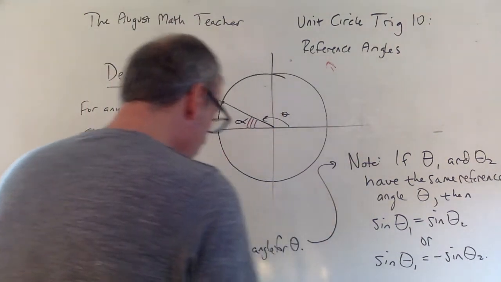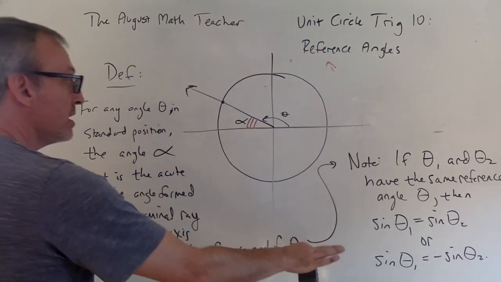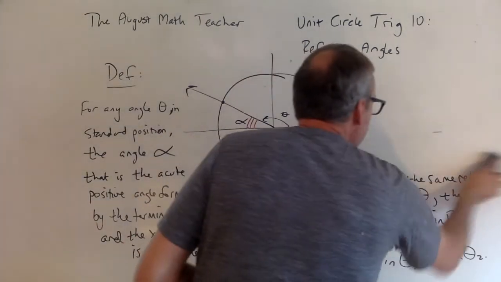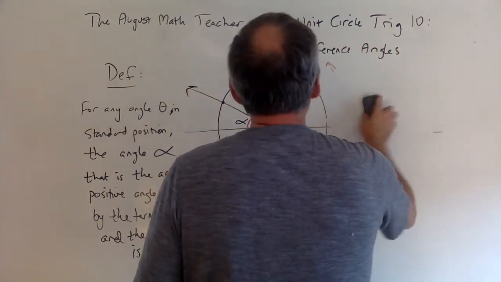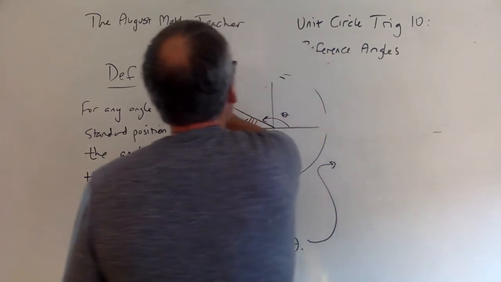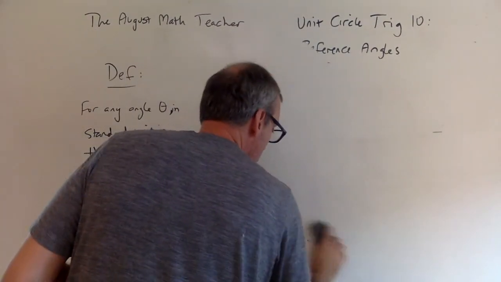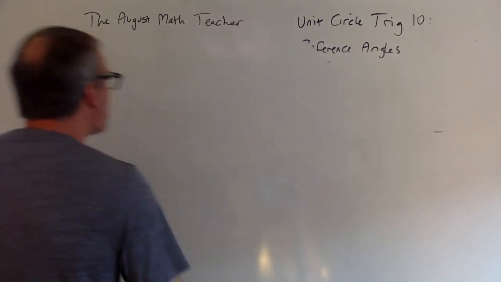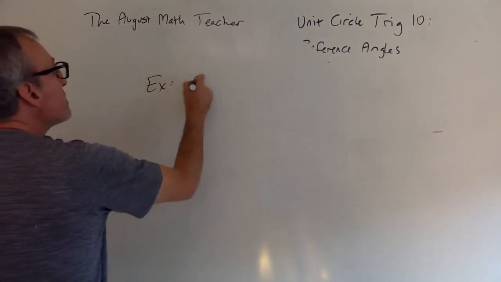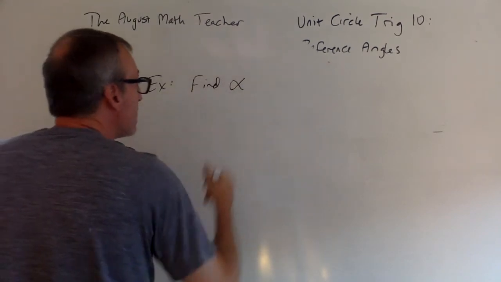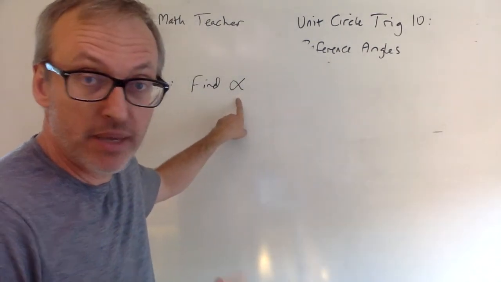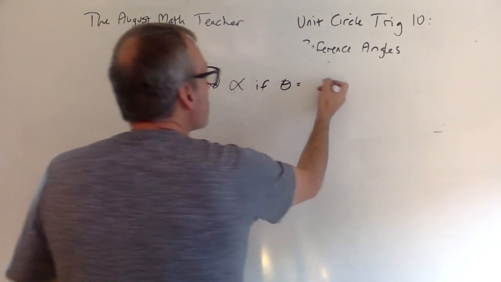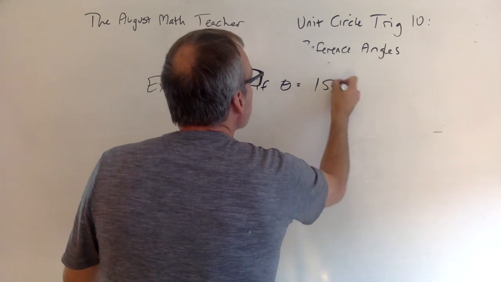But right now, I'd like to just concentrate not on using it, but on filling out your understanding of this definition. So let's actually find the reference angle for a few of these angles, and then we'll be able to move on to another video where I do some other things with reference angles. It's very important. Okay, so an example. Let's find alpha, and I'm just going to use that as code for reference angle right now. I'm not going to write out the words. But find alpha if theta is equal to 150 degrees.